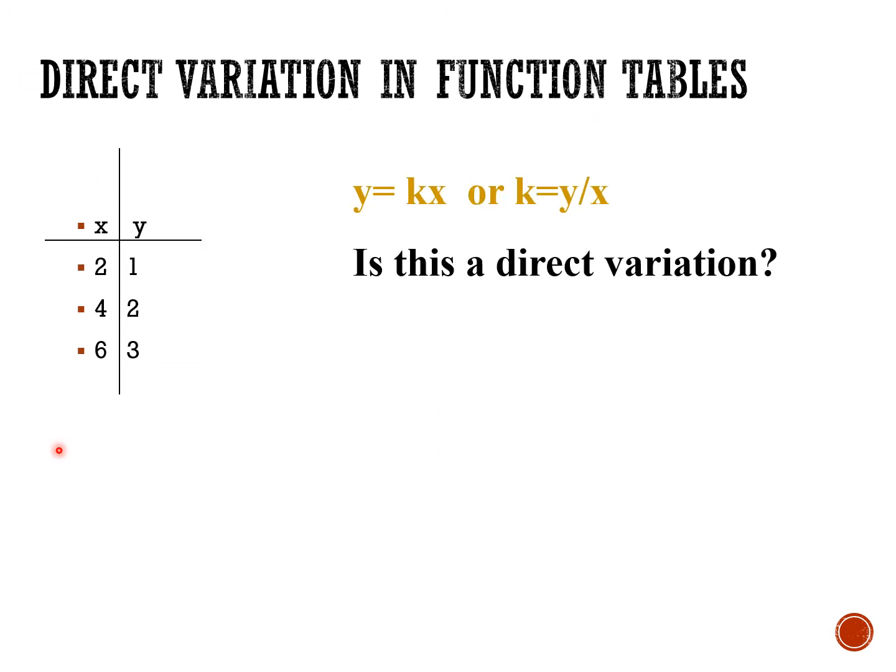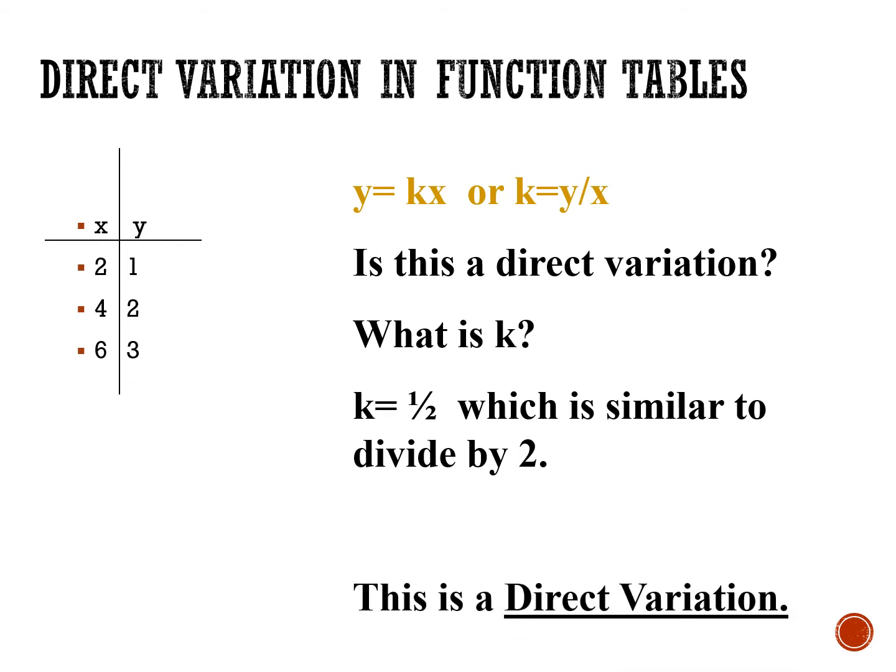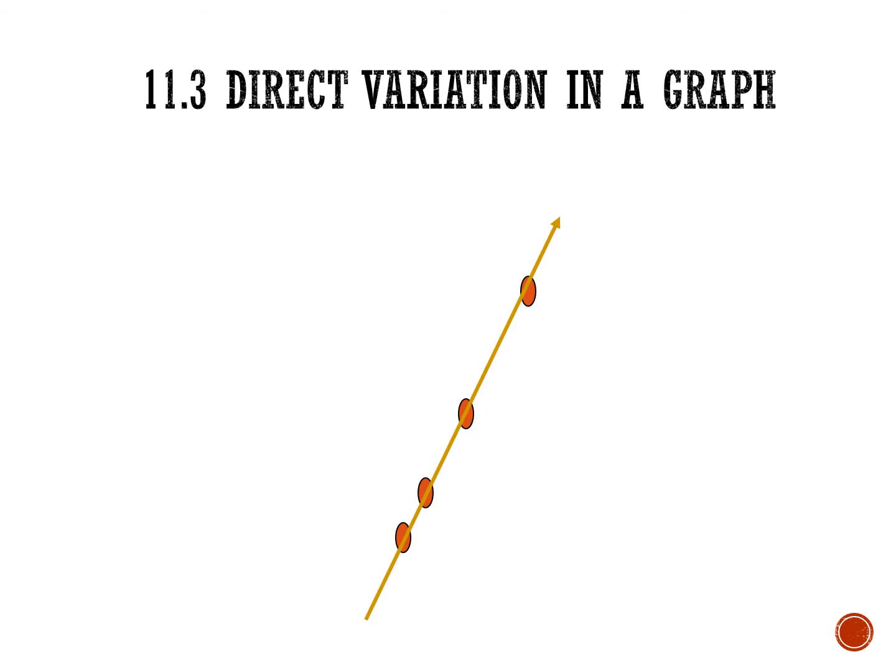Is this a direct variation? Yes, it is a direct variation. Because if we're going to divide y by x, so 1 divided by 2, that is 0.5 or 1 half. 2 divided by 4, that is 0.5 or 1 half. 3 divided by 6 is 0.5 or 1 half. So what is k? That is 1 half. k is the quotient of y divided by x. This is a direct variation.